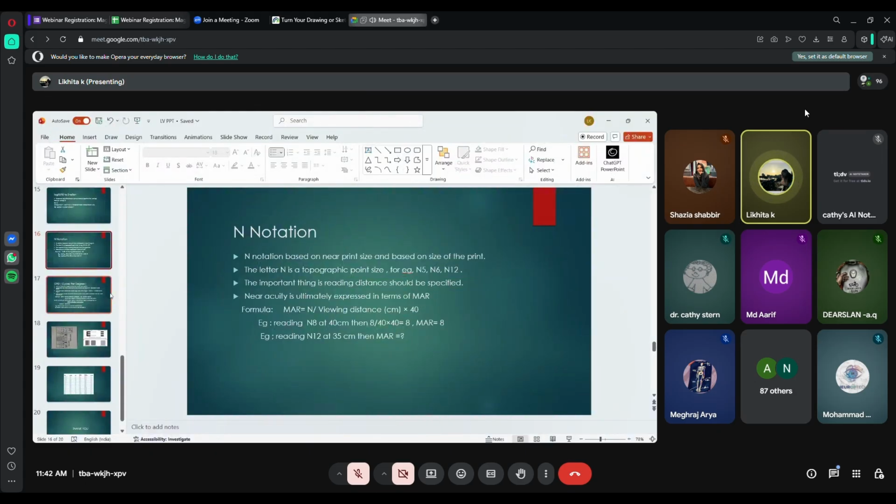We do have all the centimeters. The viewing distance, the patient reading distance, is in centimeters. MAR is noted as arc minute. That means 13 arc minute, 8 arc minute. It's not in centimeter units.